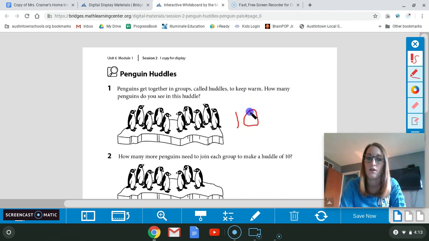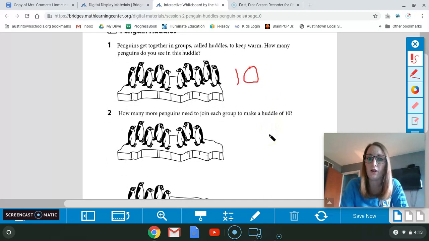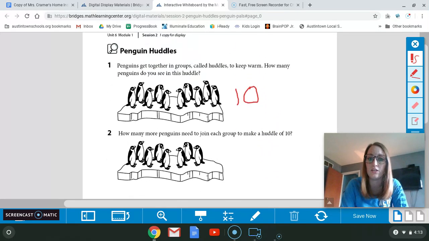Okay? All right. Now, if I scroll down, it says, how many more penguins need to join each group to make a huddle of 10? Okay? So remember, we want 10 all together. How many do we see here so far? Well, if I count them, I see 1, 2, 3, 4, 5, 6, 7, 8. Or I could have remembered this was 5 plus 1, 2, 3 more is 8. So I have 8. Okay? How many do I want to get to? I want to get to 10.